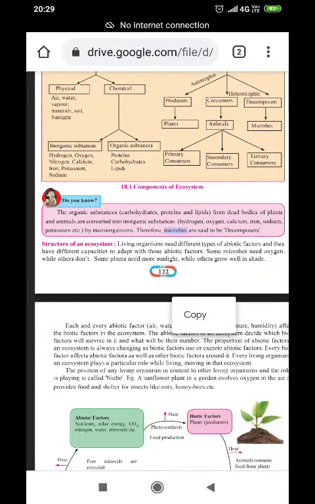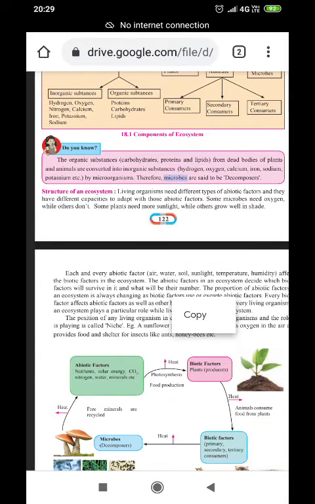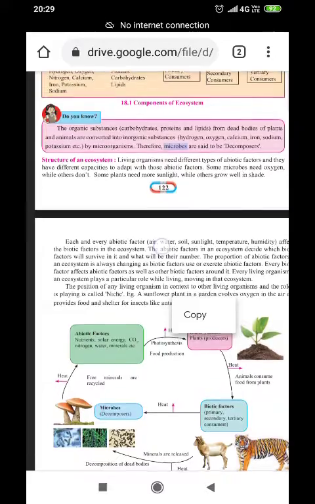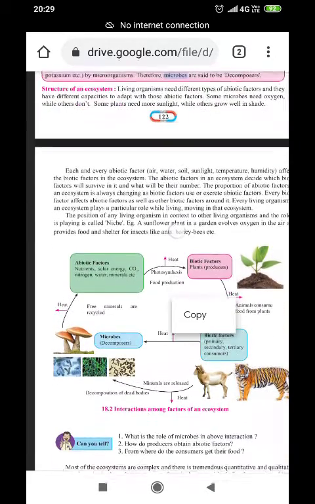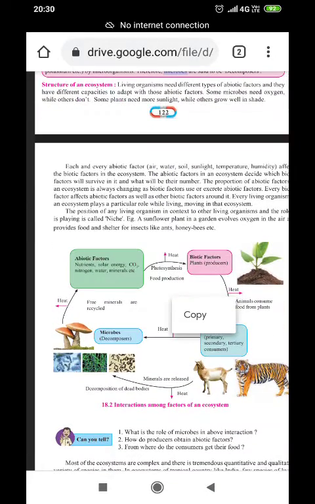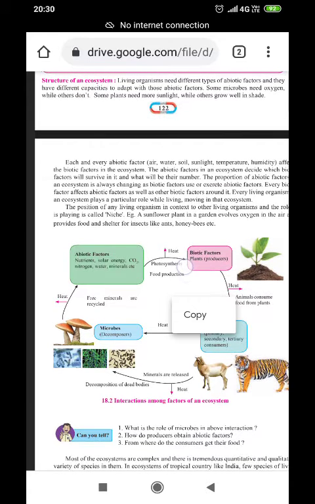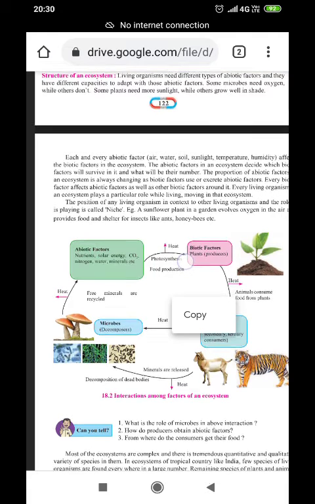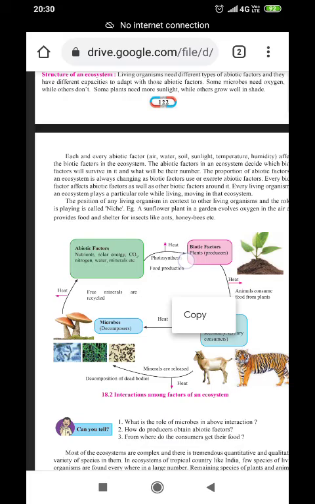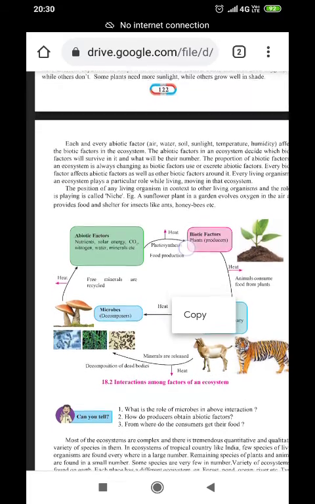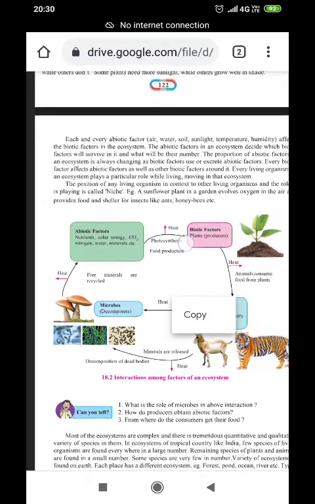So this diagram will explain the interrelation and dependencies on each other. Biotic and abiotic factors are interdependent on each other. Now, structure of ecosystem. Living organisms need different types of abiotic factors and they have different capacities to adapt to these abiotic factors. Some microbes need oxygen while others don't. Those who need oxygen are called aerobic, and those who don't need oxygen or need less oxygen are called anaerobic.